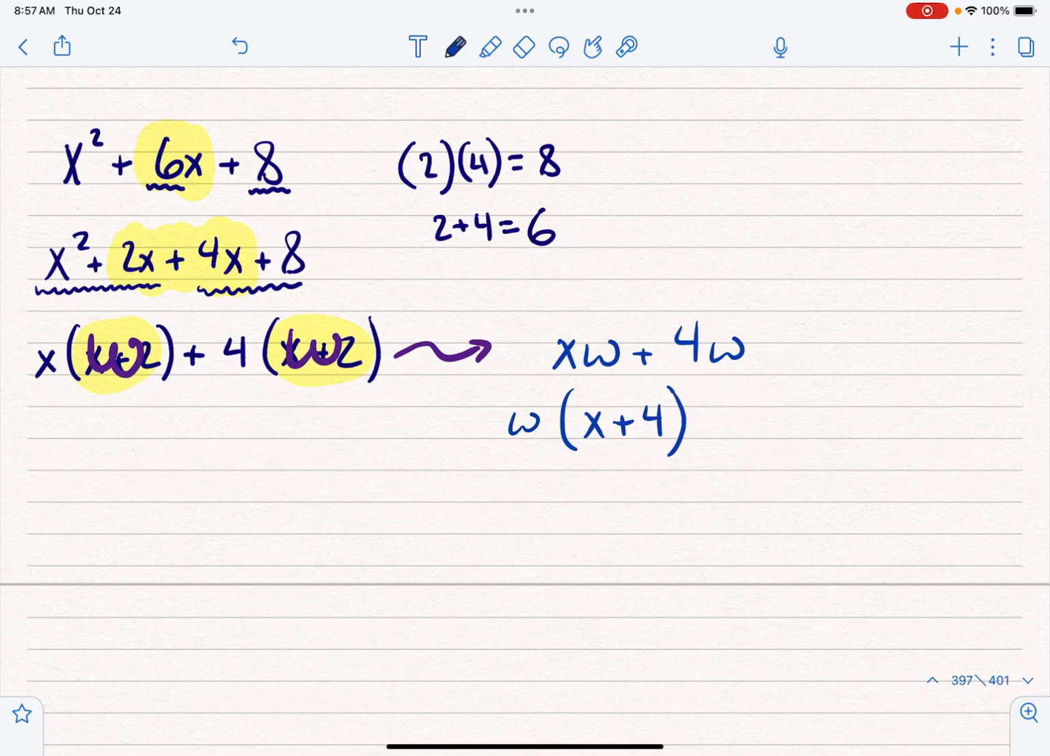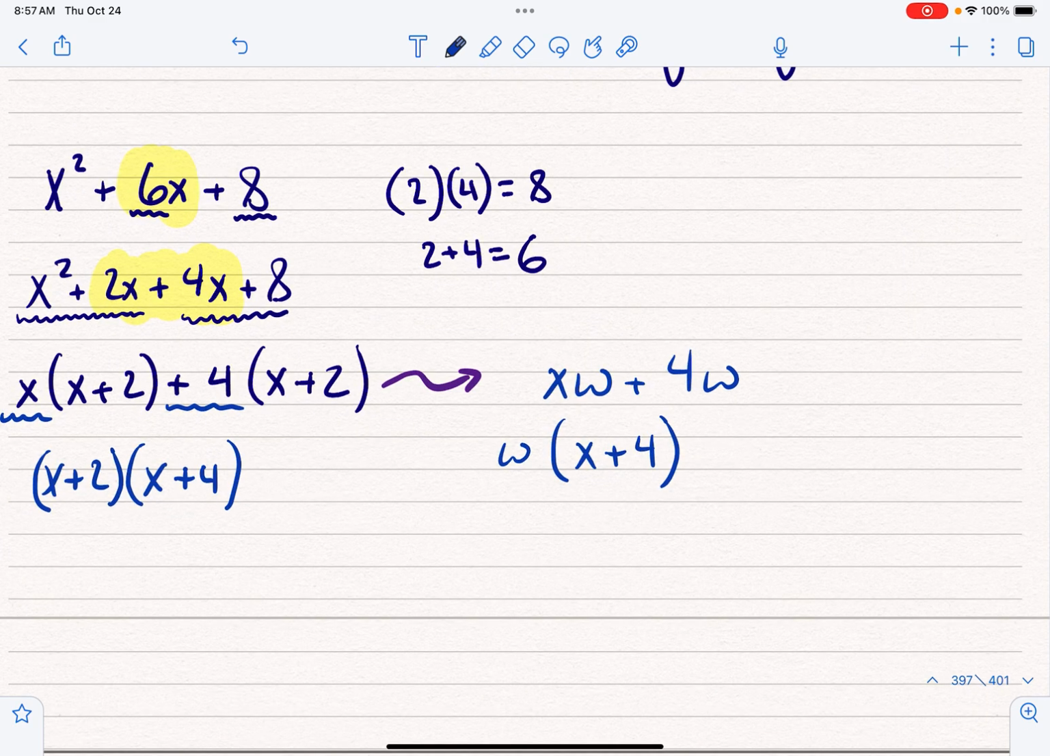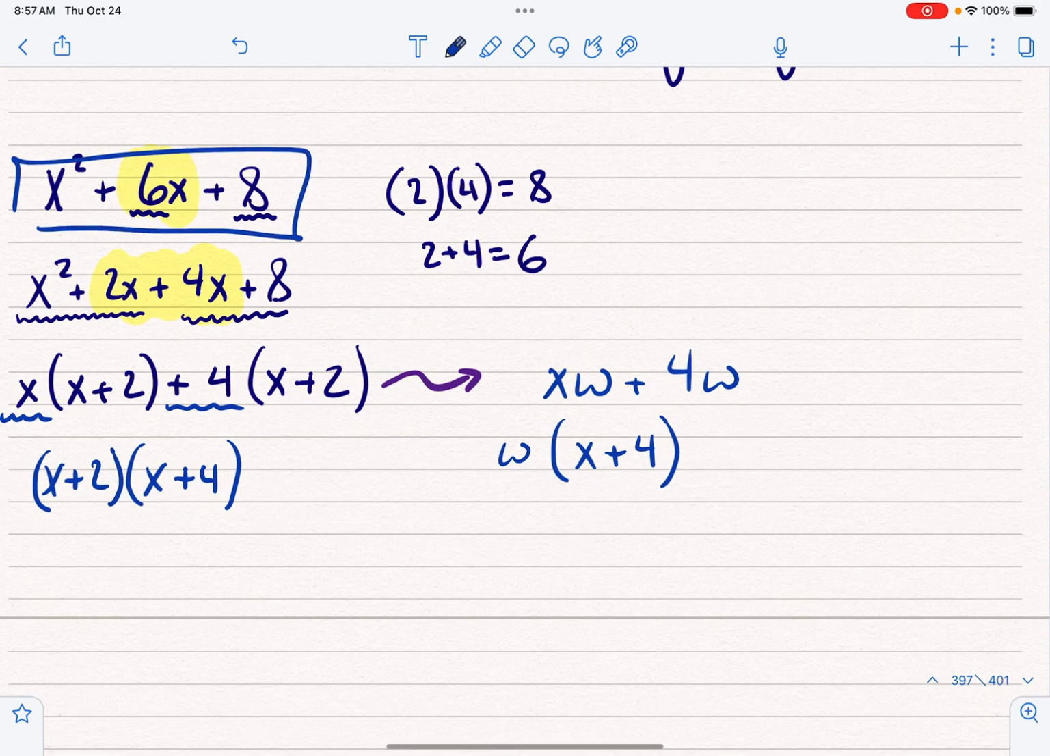Now, we're going to do the exact same thing. But instead of having a w, we have this x plus 2 thing, this binomial. And so we're going to factor out that x plus 2 to the front end, x plus 2, times whatever's left, x plus 4. And there you go. And that is the factored form of this quadratic right here.